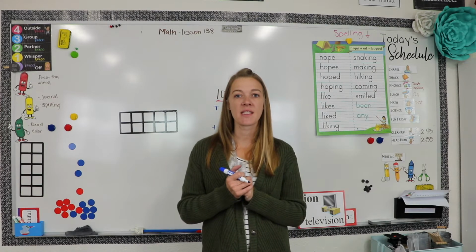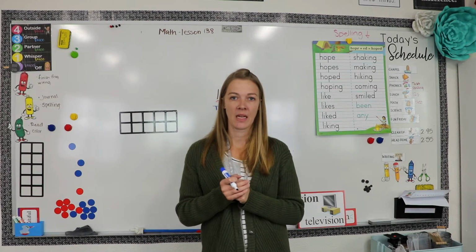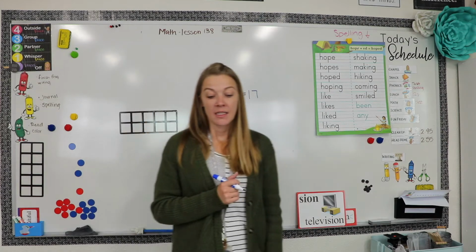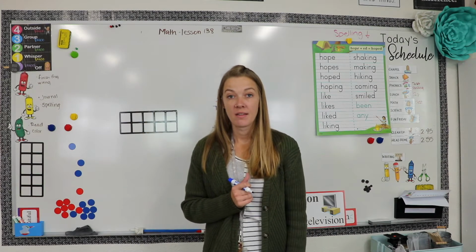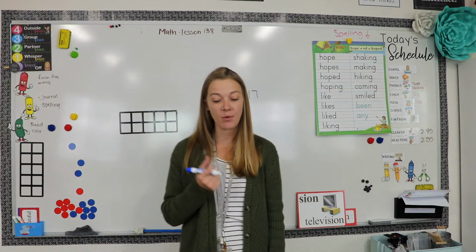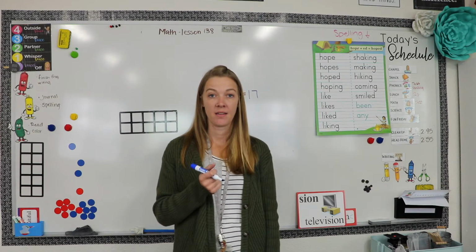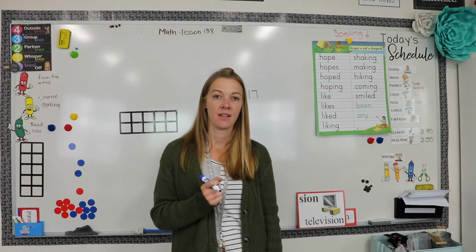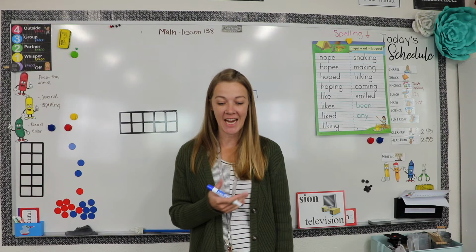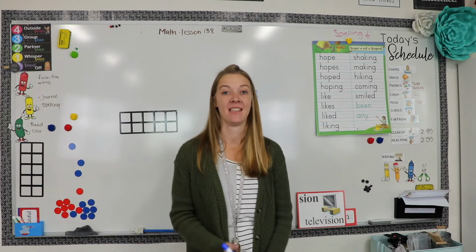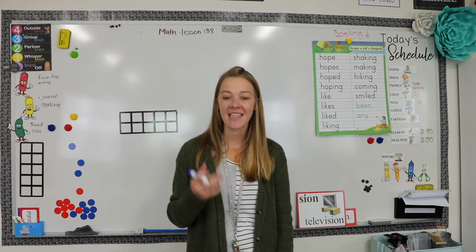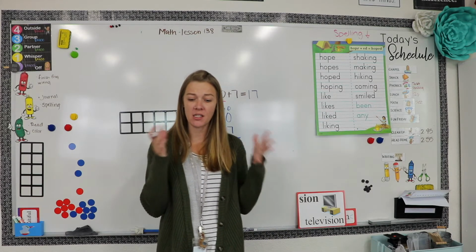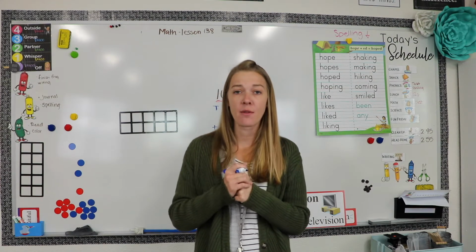Okay, so 10 plus 7. 17, right? We just did that one. 10 plus 5. 15. Good. 10 plus 3. 13. 10 plus 4. 14. And 10 plus 9. 19. Good. So that's kind of what we're going to be working on. We're going to start at 10 and start working our way through the numbers.